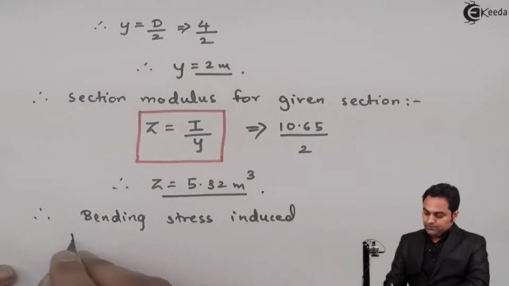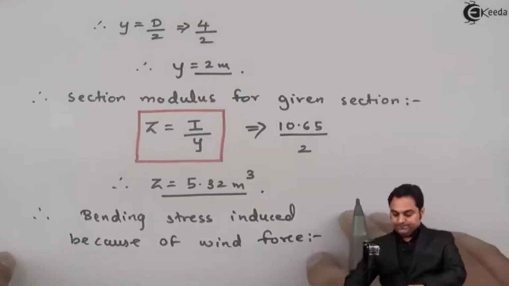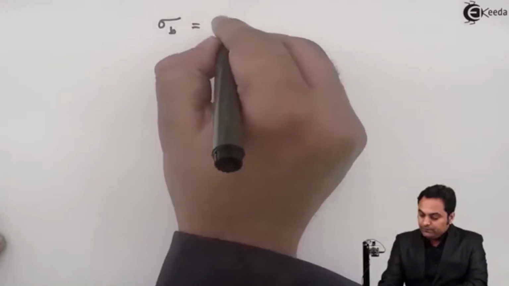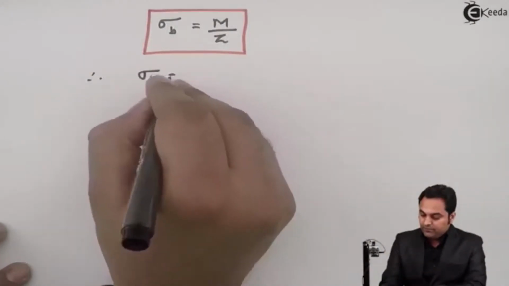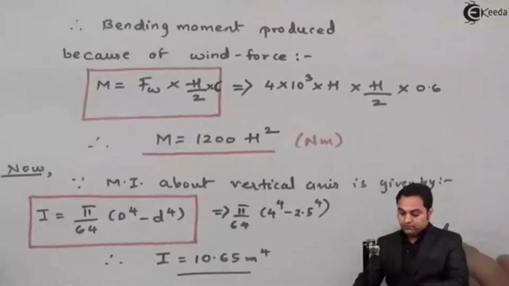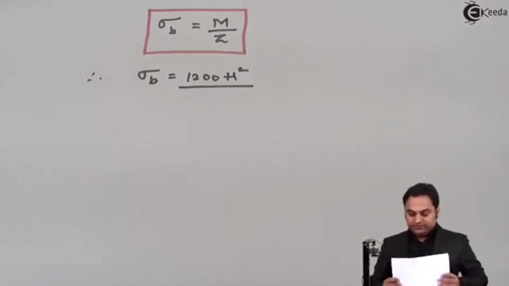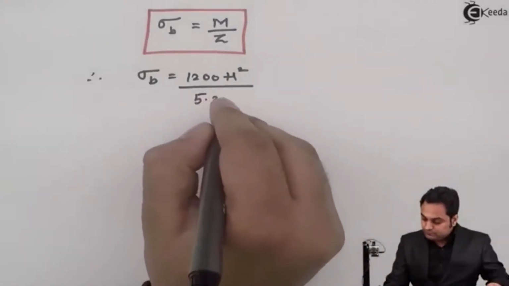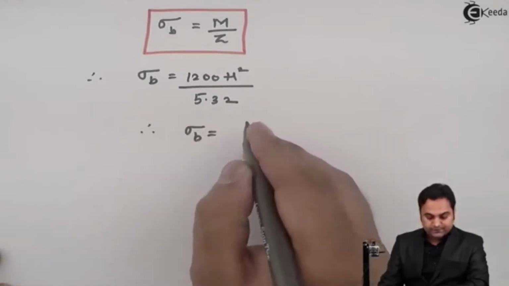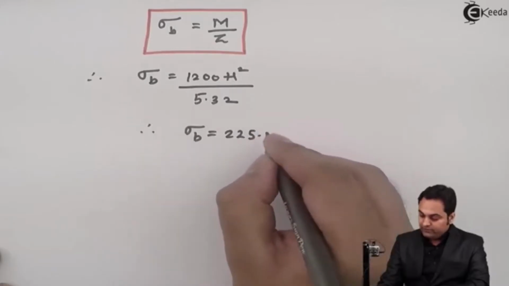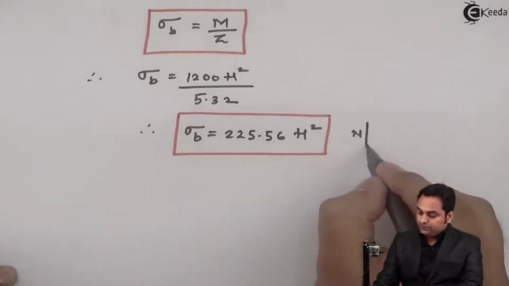After getting z, previously we had bending moment, now we have section modulus, so therefore the bending stress induced because of wind force is given by sigma b is equal to M by Z. So sigma b is equal to M, it was 1200 into capital H square, Z we have found out just now, it is 5.32, so therefore bending stress comes out to be, if I calculate this, 225.56 into H square, and the unit is Newton per meter square.